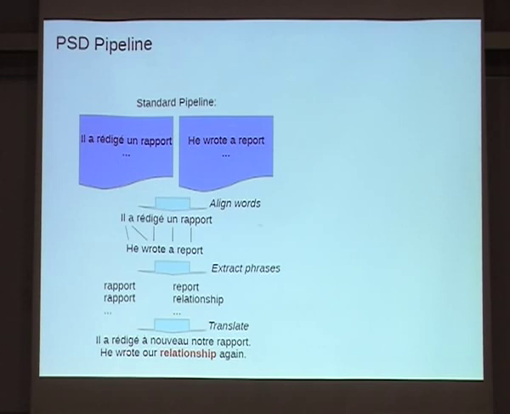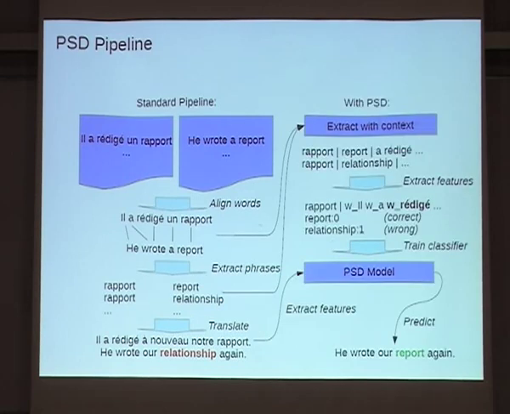But there's this word, rédiger, wrote. So this should give the machine translation system a clue. This is not a relationship, this is a report, because you don't write relationships. Most of the time, at least. So the decoder has, of course, no way of using this word because, okay, let's assume it's beyond the context of the language model, and it's definitely beyond the context of the translation model. So what do we do with PSD?